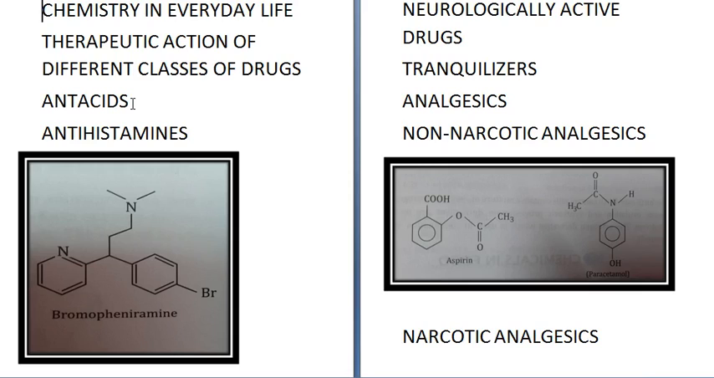But excessive use of sodium bicarbonate can make the stomach alkaline and trigger the production of more acid in the stomach. Other important antacids discovered so far are cimetidine, which is also called Tagamet, ranitidine, which is also called Zantac, etc. Next is antihistamines.